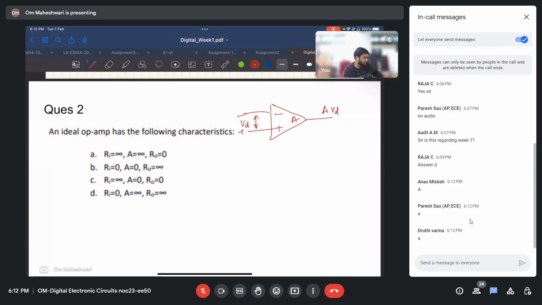For any amplifier, what do we want? Let's say you are getting some signal from a source. Let's say you have some sensor.